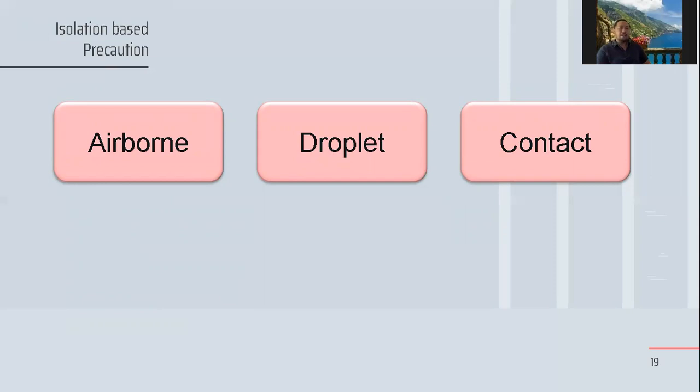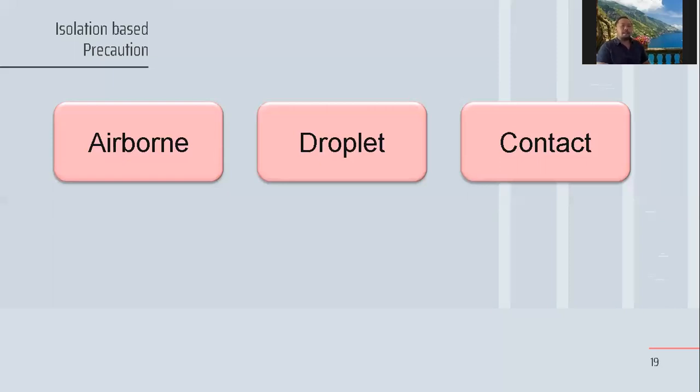Isolation-based precaution ensures the safety of the healthcare personnel as well as the other patients that he is handling or giving care. Of course, as a nurse, you will not handle just one patient. There are also others. So, in order to break the chain of infection, we practice these isolation-based precautions for those communicable diseases that are classified into airborne, droplet, or contact transmission. So these are your transmission-based precautions.